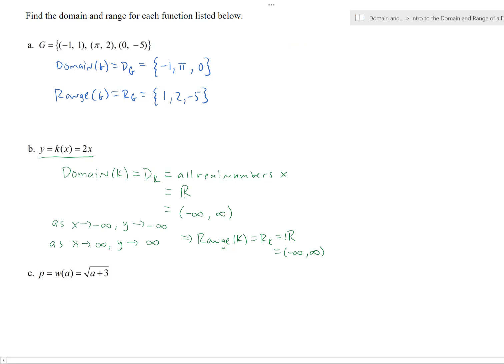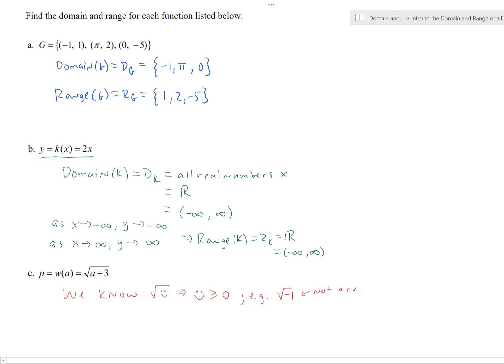Now in part C, we have a square root involved, and we know something about square roots. We know that if you have the square root of something, say the square root of smiley face, well, that tells us that smiley face has to be bigger than or equal to 0. In other words, you can't take square roots of negative numbers. You can, but they are not real. So for instance, if I took the square root of negative 1, that's not a real number.